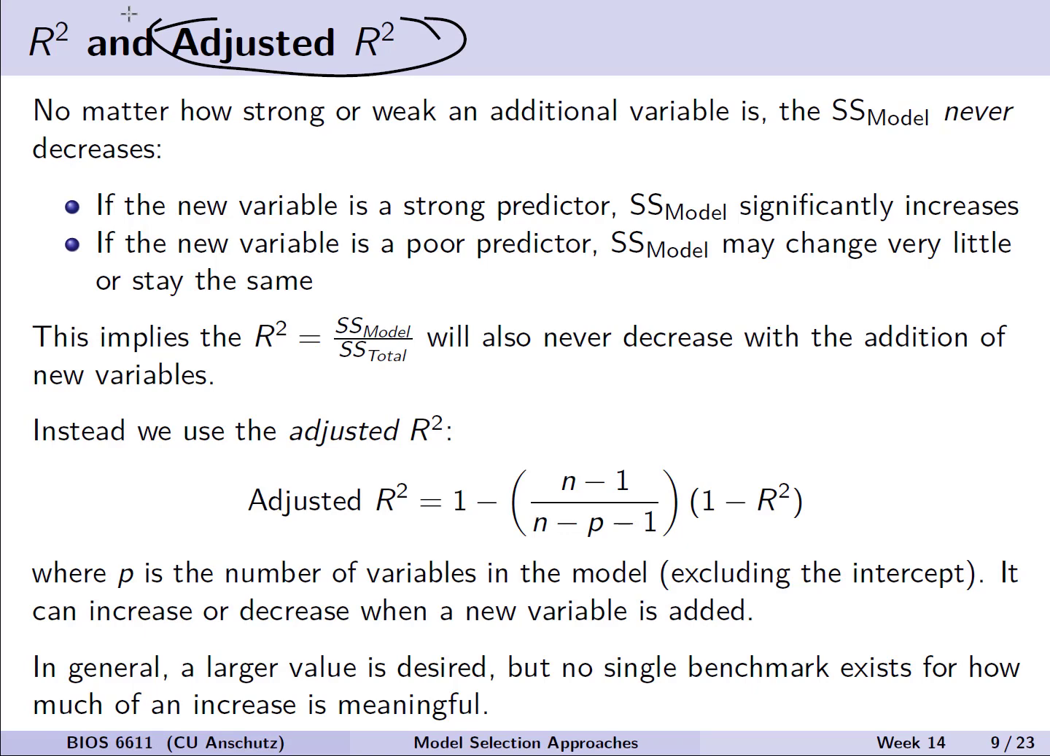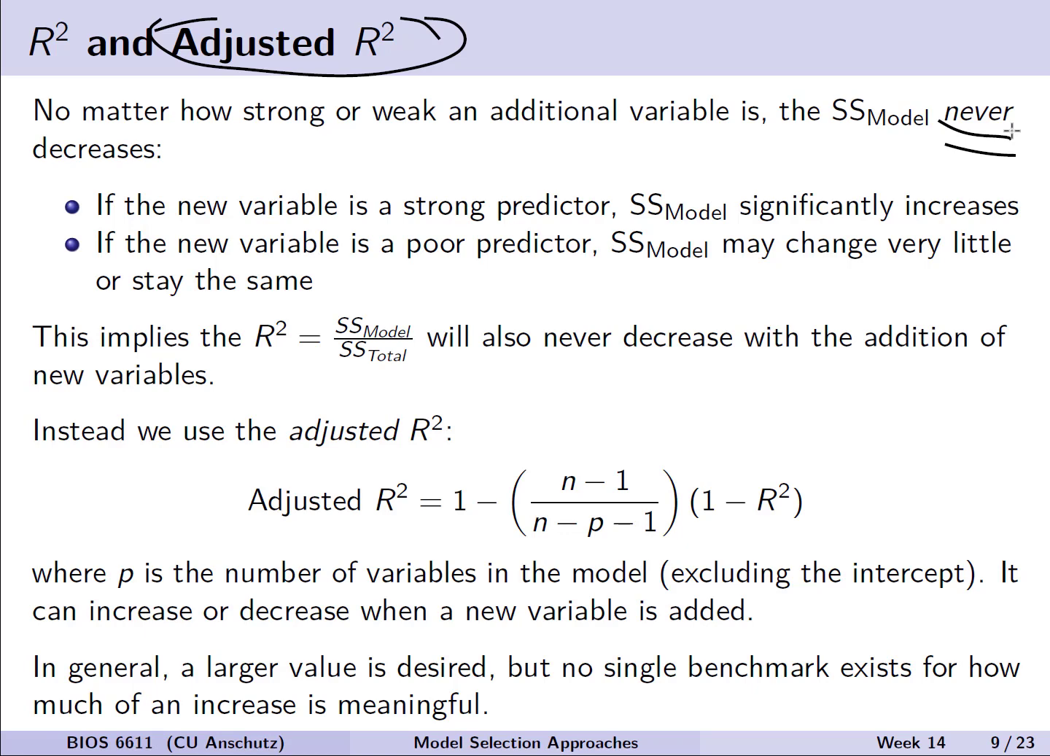Because we know that no matter how strong or weak an additional variable is, based on the breakdown we've done of our sum of squares, the sum of squares for the model will never decrease as long as we add a new variable. If the new variable is actually a meaningful or strong predictor, we'll see that the sums of square explained by the model will significantly increase. Whereas if the variable is a poor predictor, it will either change very little or potentially stay the same if there is no predictive utility.